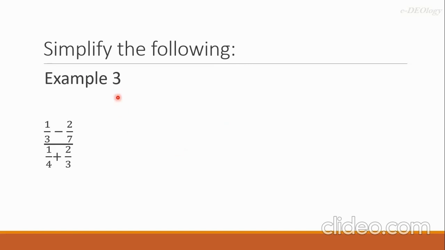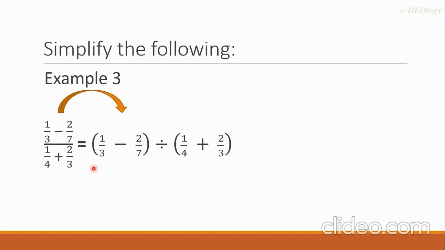Let us have one challenging question. This is 1/3 minus 2 over 7, all over 1/4 plus 2/3. Our idea is that the whole numerator can be written as one group, then divided by everything in the denominator, which is also placed as another group. And then we have two big groups that we can simplify one by one.